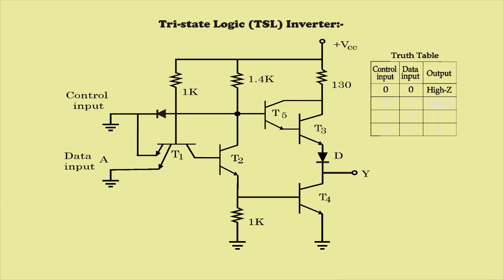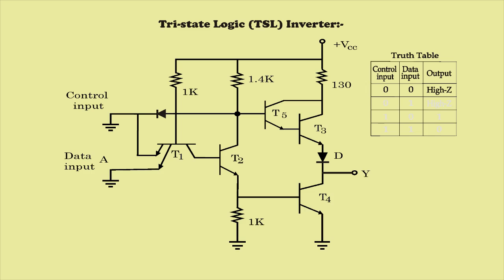Now, as we know that there are two inputs, there will be four possibilities of inputs. Let's have a look at the truth table. There will be two inputs, control input and data input, and let us see what will be the output. Suppose the control input is connected to 0 and the data input is also connected to 0. So the control input in the diagram is shown connected to ground, and the data input is also connected to ground. That means these two input conditions are 0 right now.